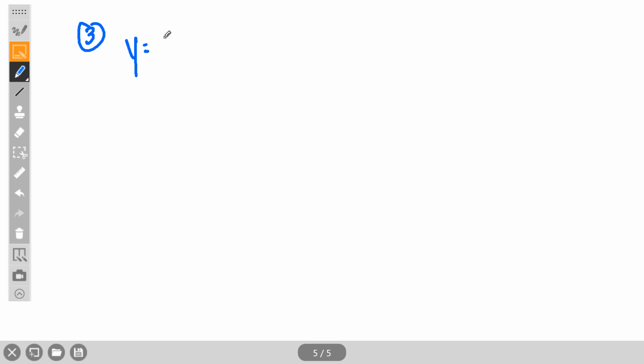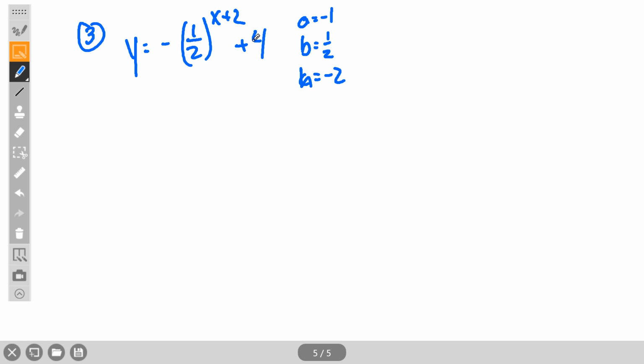Number 3, y is equal to -1/2 to the x plus 2, plus 4. A is equal to -1 because it's a negative sign. B is equal to 1/2. H is equal to -2 because the 2 is positive. And K is equal to 4. So the horizontal asymptote is 4. It's the K value.